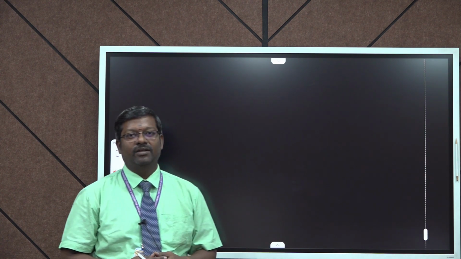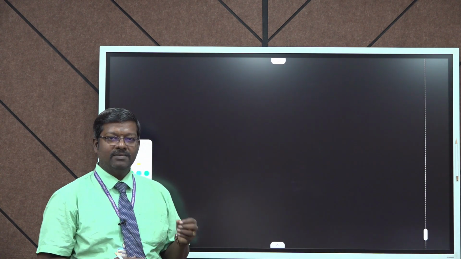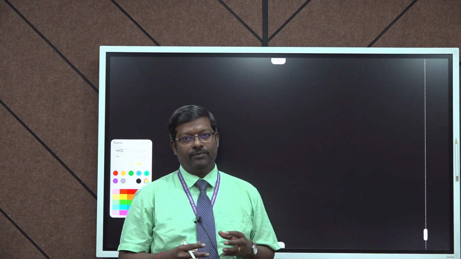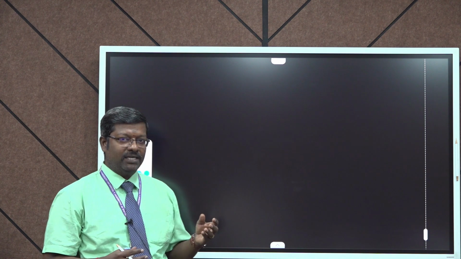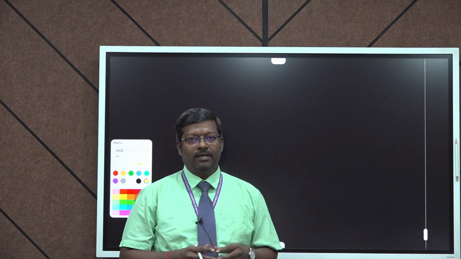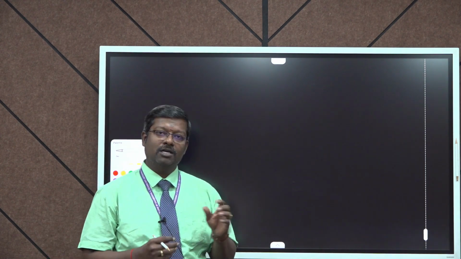In this lecture, we are going to see Euler's column theory. We know a column is a straight slender bar subjected to axial compressive load. A column can be classified into three: short column, medium column and long column. This Euler's column theory is applicable only for long column.